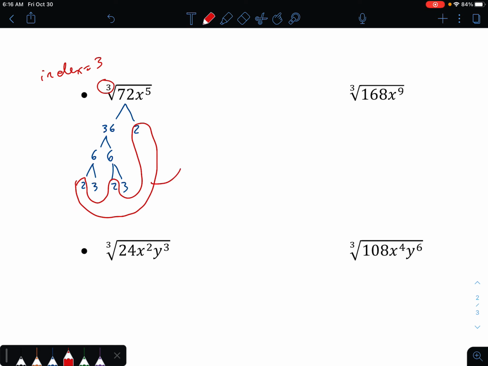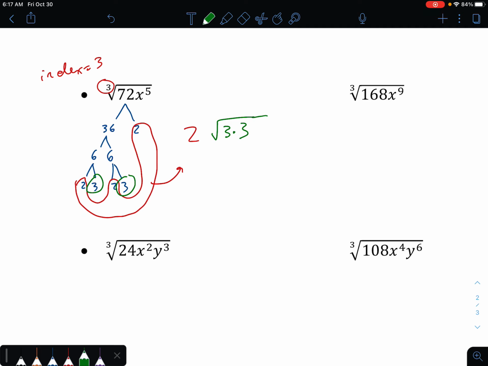So here's my 2. I have two 3s. Normally I would have been able to take them out, but because there's only 2 of them, and I have an index of 3, I cannot take out my group of two 3s. They have to stay in. I can't take them out.